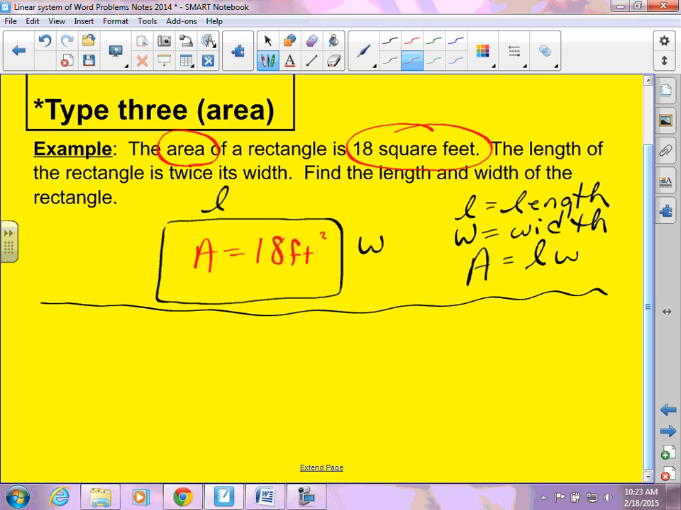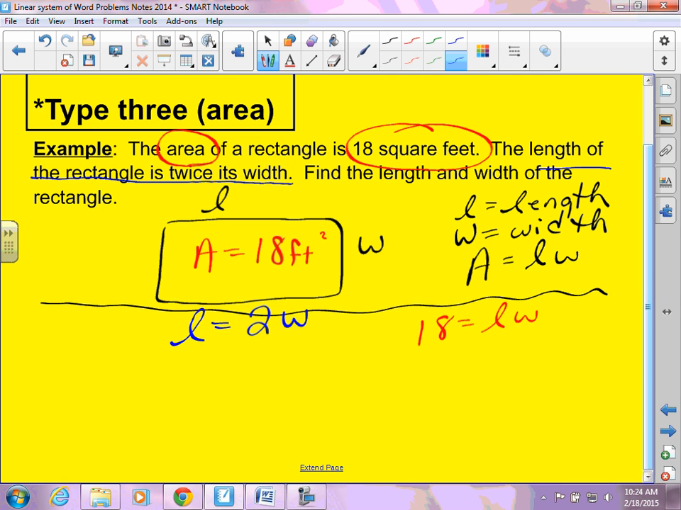I know that area, I'm going to take that area formula and I'm going to go 18 equals length times width. That's one of my equations. The other equation says the length of the rectangle is twice its width. So which is bigger, the length or the width? The length. So I'm going to go L equals, and how much bigger? So 2W. It's not 2 more than, it's twice. Okay? 2 more than would be addition, wouldn't it? Yeah. This is multiplication. Great.